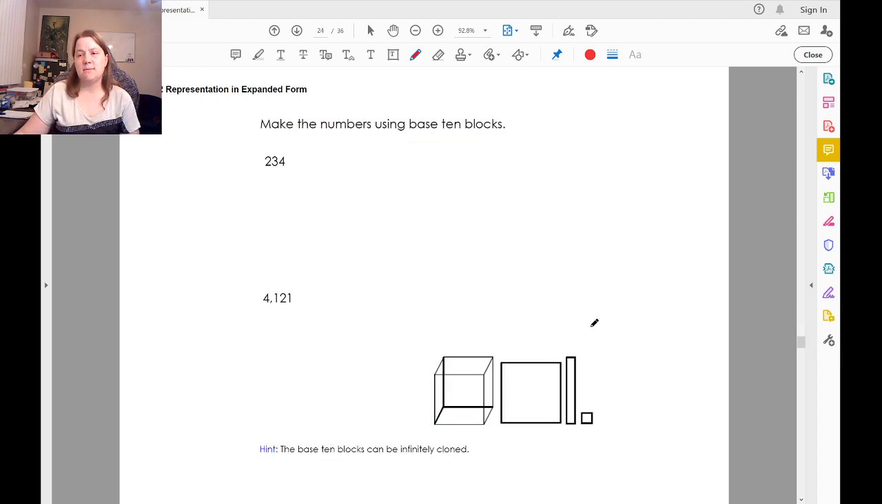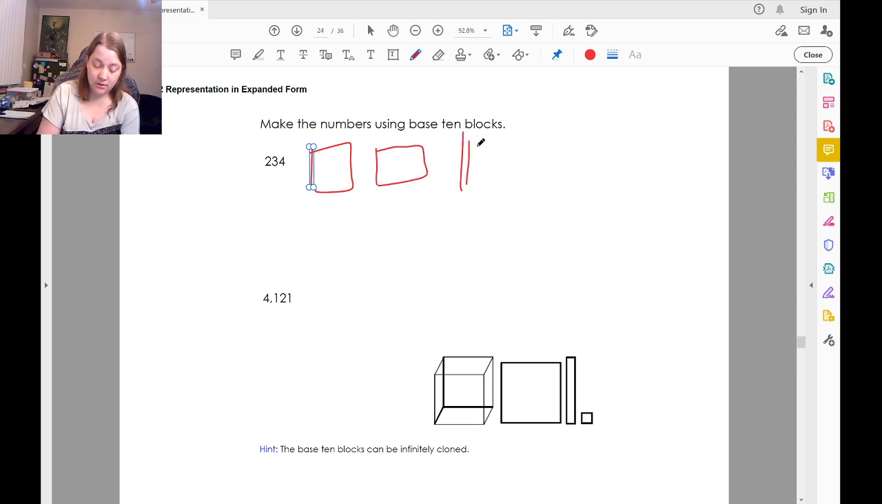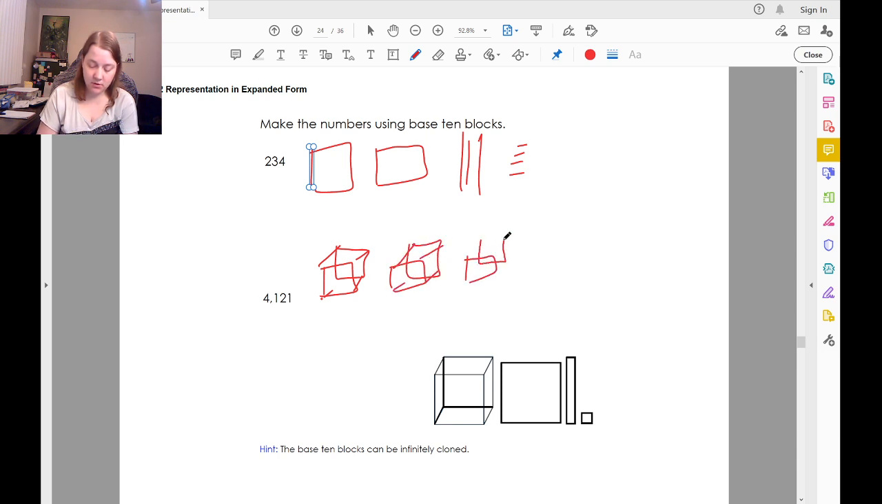They want you to make these numbers using base 10 blocks. Go ahead, try that in your notebook, and we'll talk about it when you come back. Welcome back. 234 is 2 hundreds, 3 tens, 4 ones. 4,121, I get to add 4 thousands. Yay. 1, 2. You can see how perfect these are. 3. Wow, that one's especially perfect.